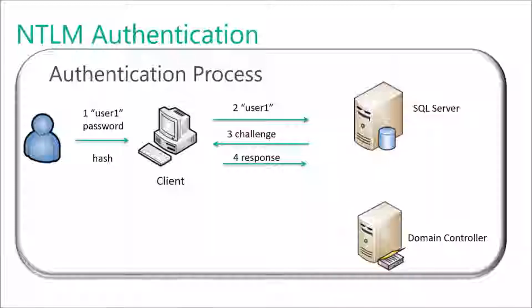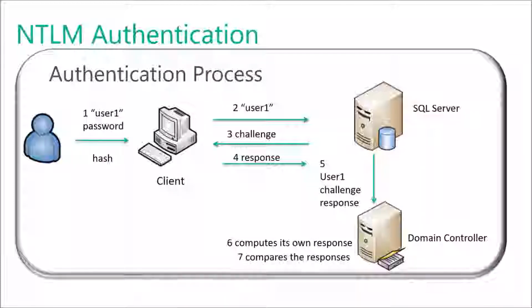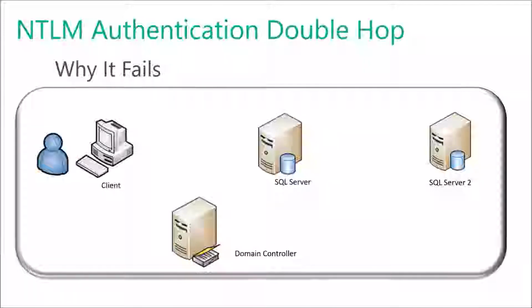The SQL Server now sends to the domain controller the username, the challenge, and the response. Now the domain controller looks up the username in Active Directory and then computes its own version of the response from the password hash in Active Directory and the challenge it received from the SQL Server. The domain controller compares the response it computed in step 6 to the response computed by the client, and if they are identical, authentication is successful. But what happens when the SQL Server tries to authenticate to the second server?